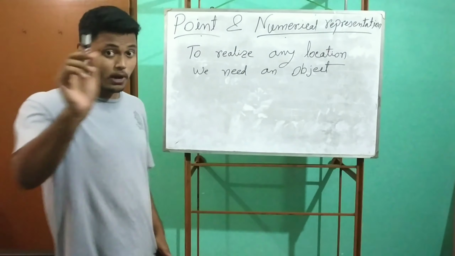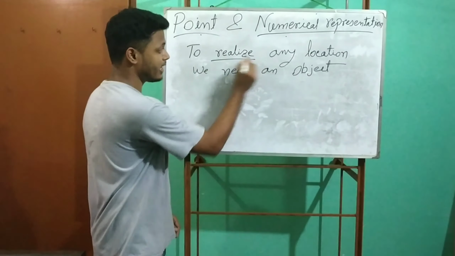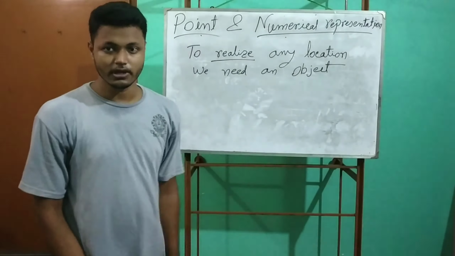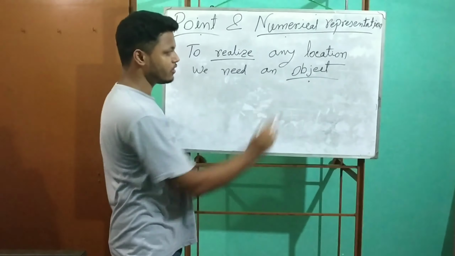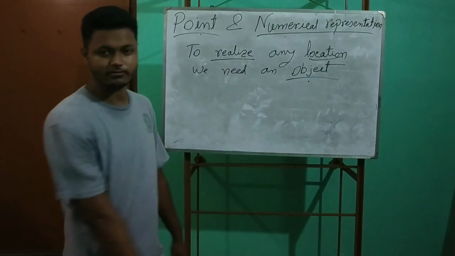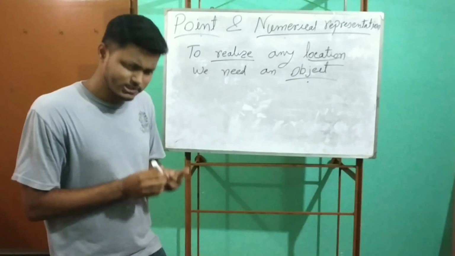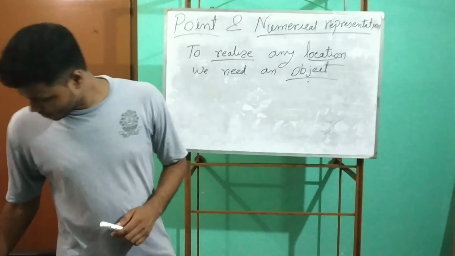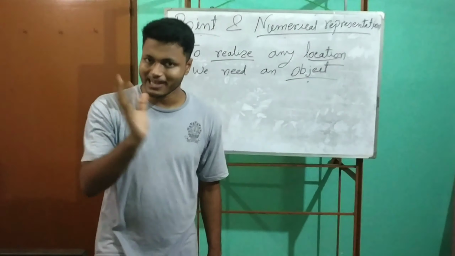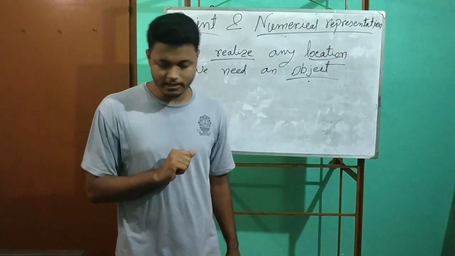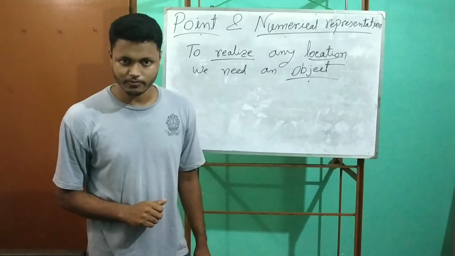So note one thing: to realize any location, you need an object. Without any object, you can't realize a location. So to realize any location, you need an object. So just think of it. Okay. So suppose this room is a three-dimensional space. Well, so in this room there are infinite locations.